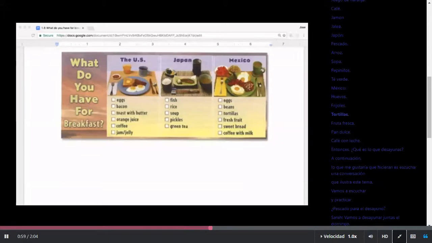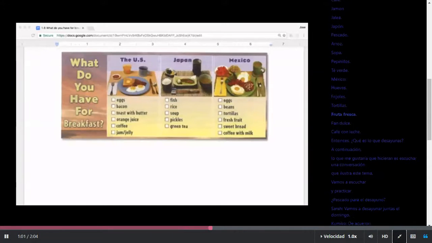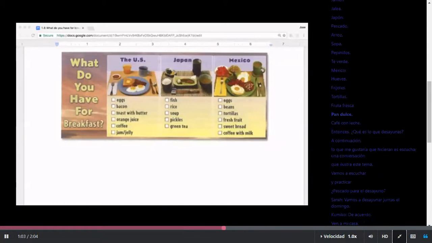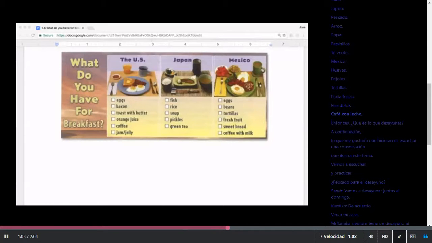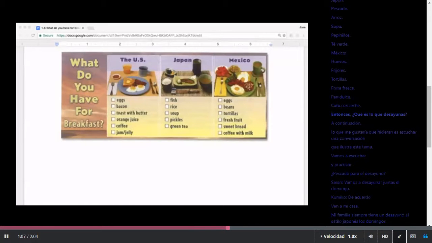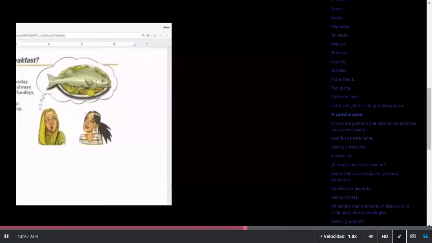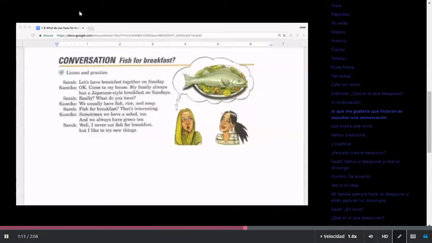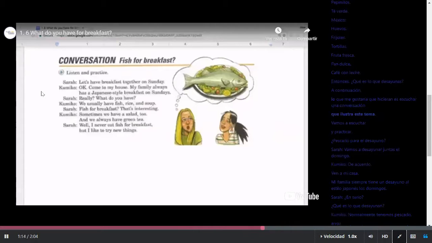Tortillas. Fresh fruit. Sweet bread. Coffee with milk. So what do you have for breakfast? Next, what I would like for you to do is to listen to a conversation which illustrates this topic.